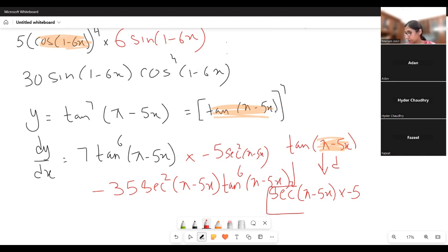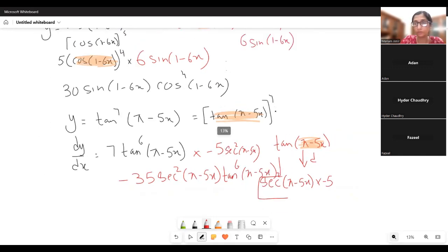Let me take the answer. Minus 35 secant square pi minus 5x tan power 6 pi minus 5x. That's it. All right. So now I'm going to write a couple of questions and their answers, and I want all of you to try that on your own. That's going to be your classwork / homework for today.